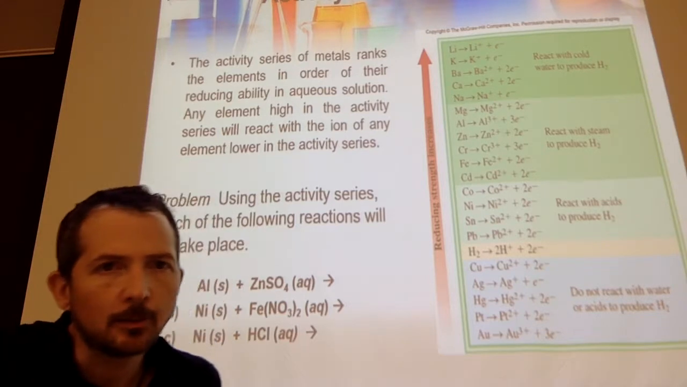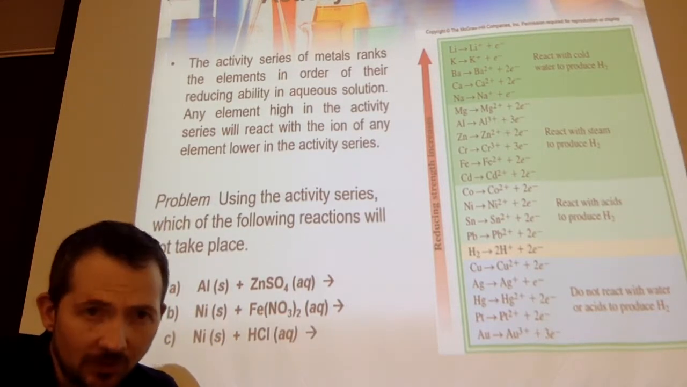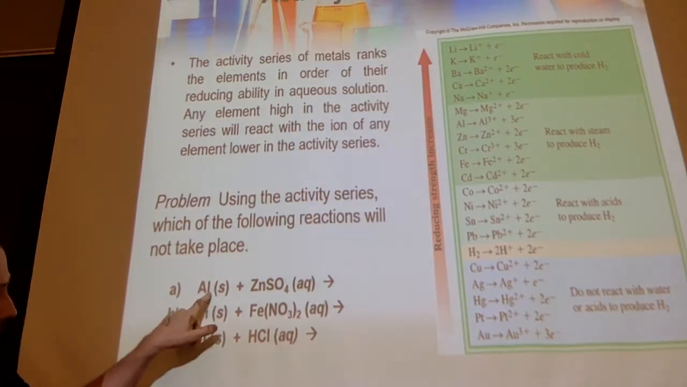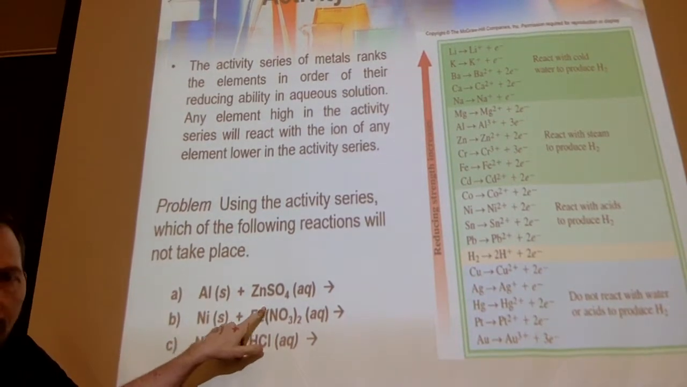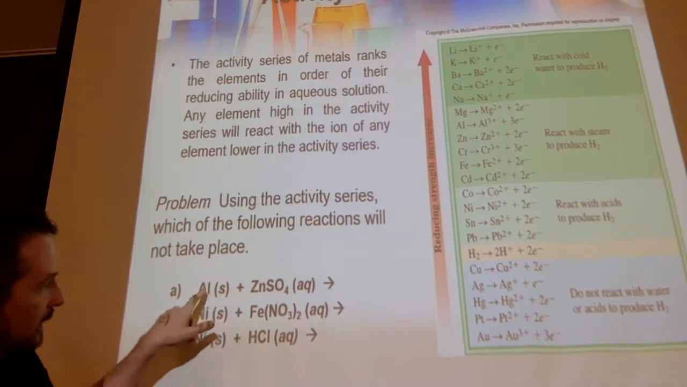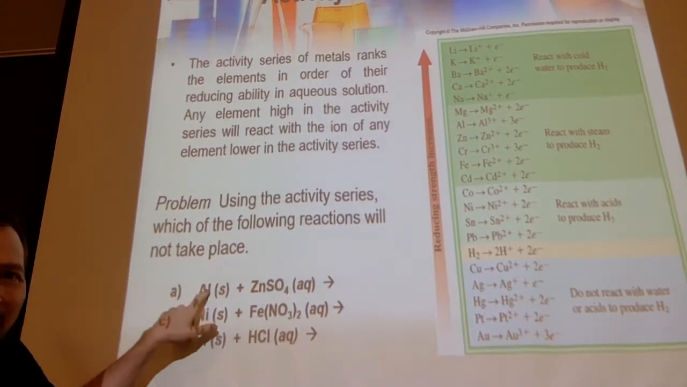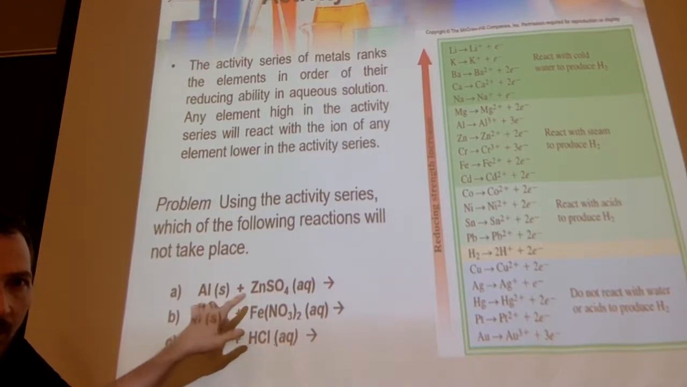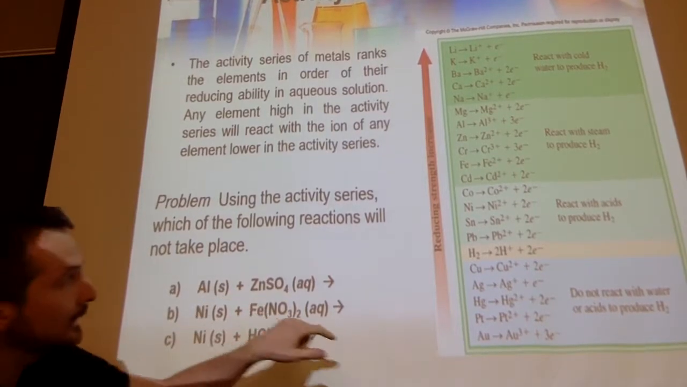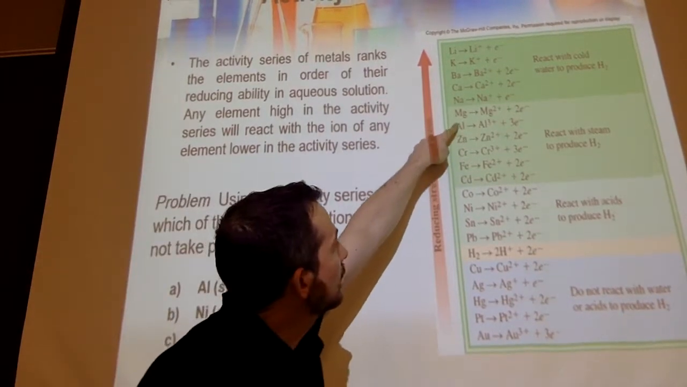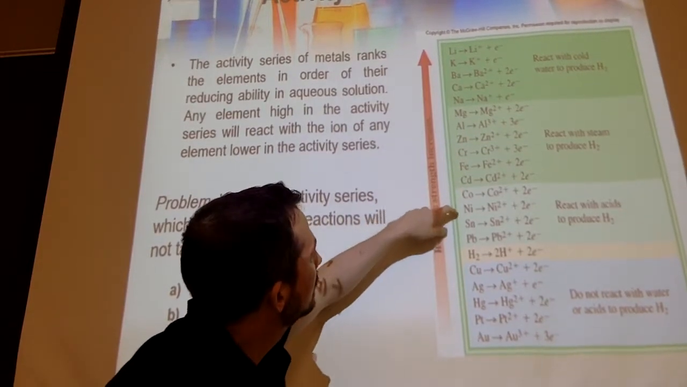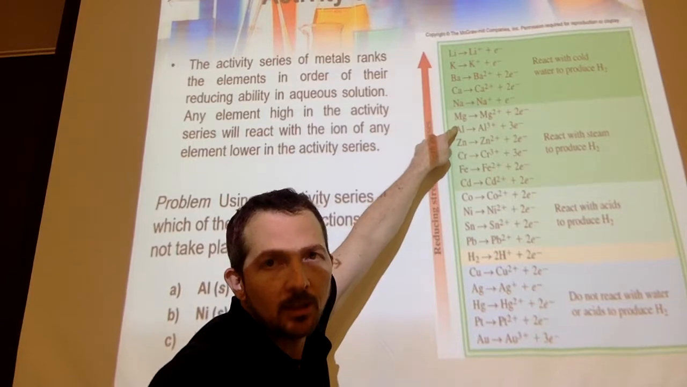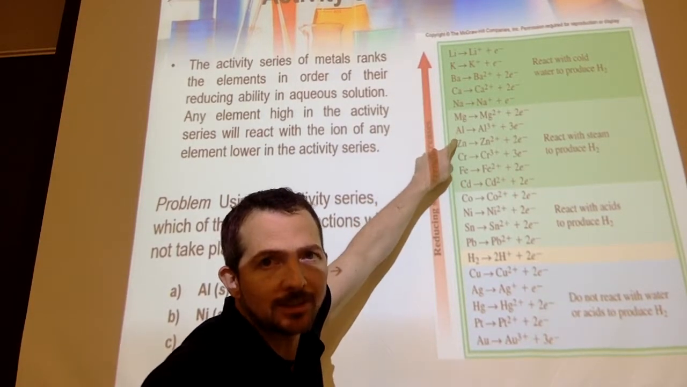So it says, using the activity series, which of the following reactions will not take place? I'll look at this first one, aluminum and zinc. If I did a single displacement reaction, aluminum replaces zinc. Anything high in the activity series will replace something lower in the activity series. So I locate aluminum and zinc. Here's aluminum, here's zinc. Aluminum's above it, and so aluminum will replace zinc. So that one will react.